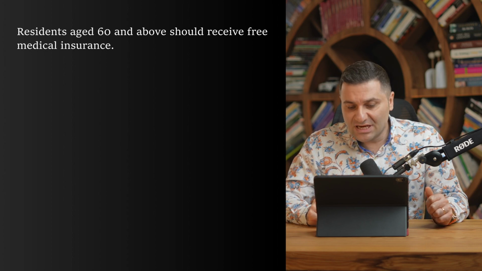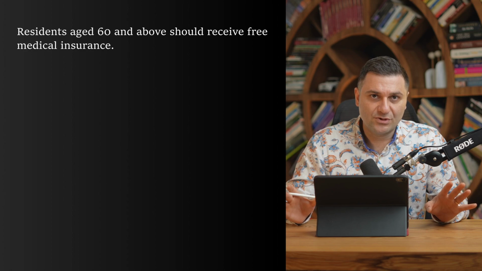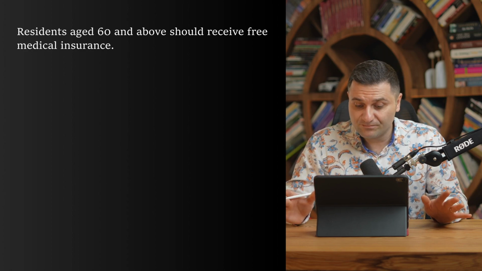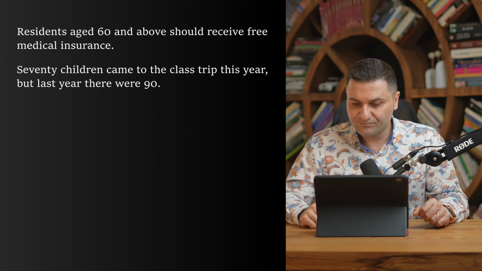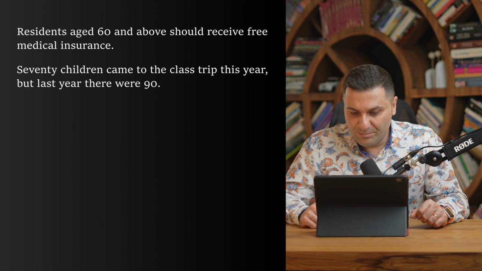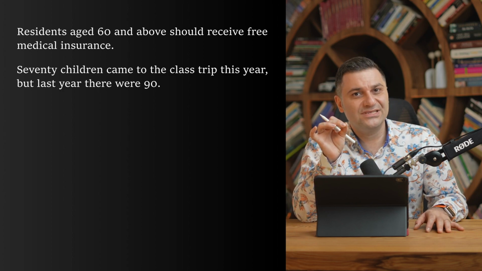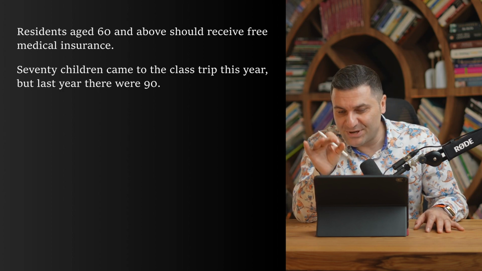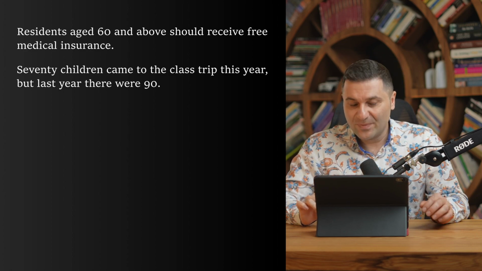For example, residents aged 60 and above should receive free medical insurance. So it is written in numerals. However, 70 children came to the class trip this year, but last year there were 90. As you can see, 70 is spelled out because it is at the start of a statement.